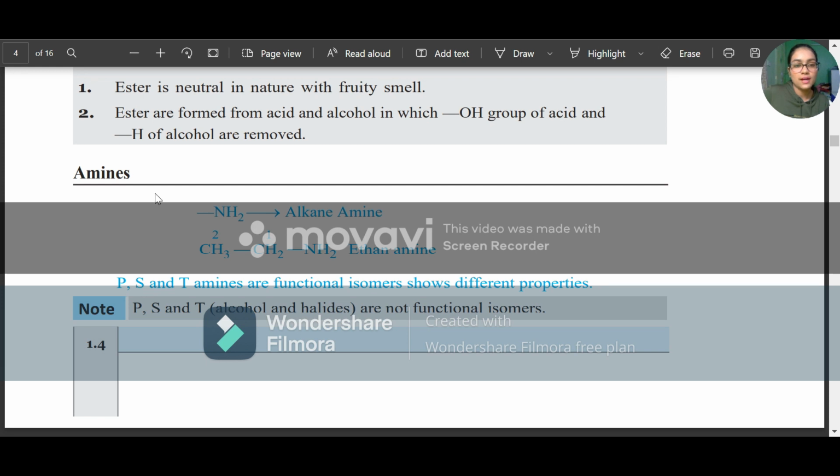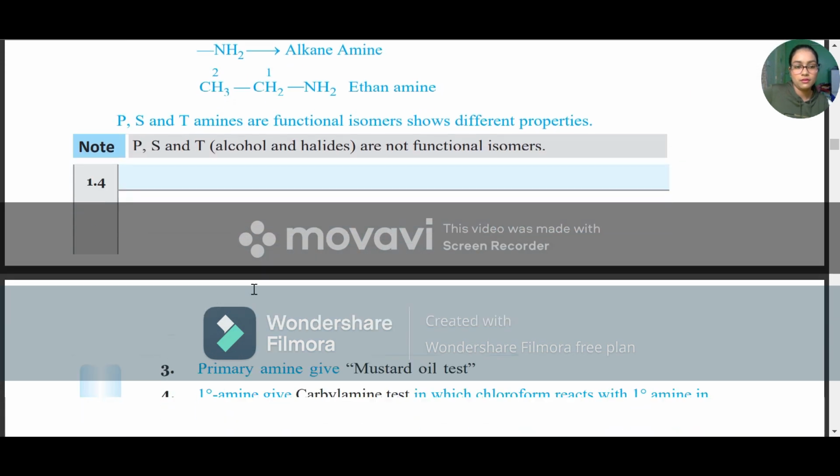Now next we move to amines. NH2 is known as amine, and when an alkane is added to it, it's known as alkanamine. This is ethanamine. Now there are primary, secondary, tertiary amines; they are functional isomers showing different properties. Alcohols or halides are not functional isomers, but amines are. So this is an exception which you need to remember.